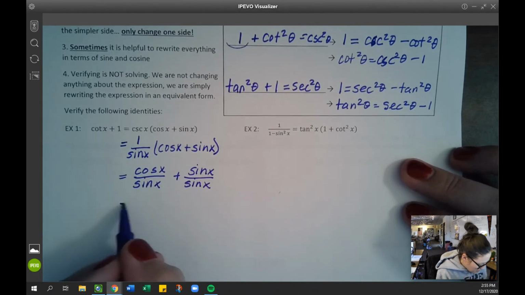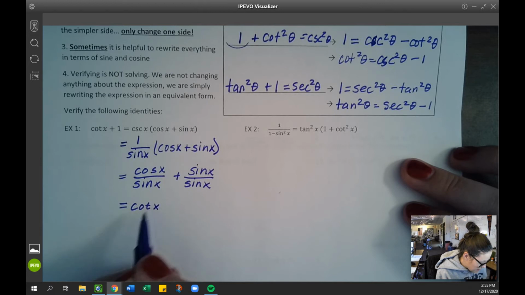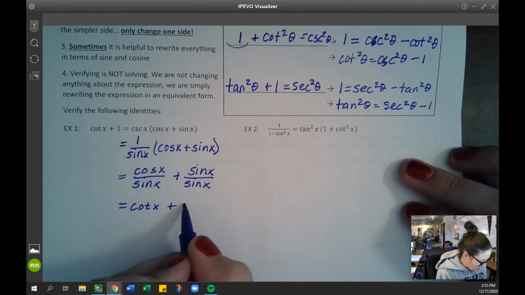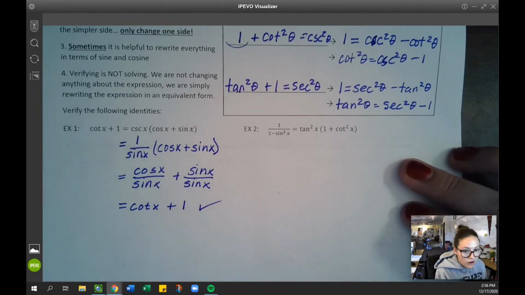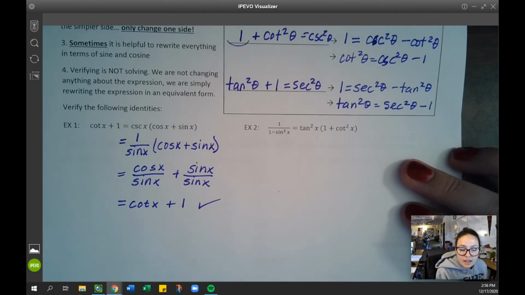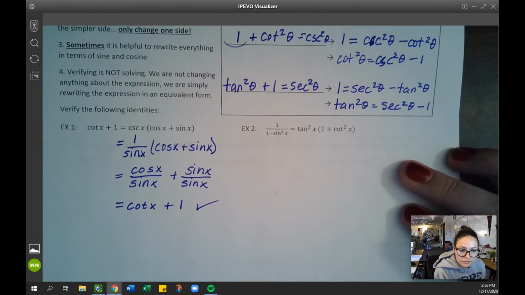Cosine over sine is cotangent, and sine over sine is 1. So boom, they are indeed the same. They are indeed the same. All right, let's try example 2.